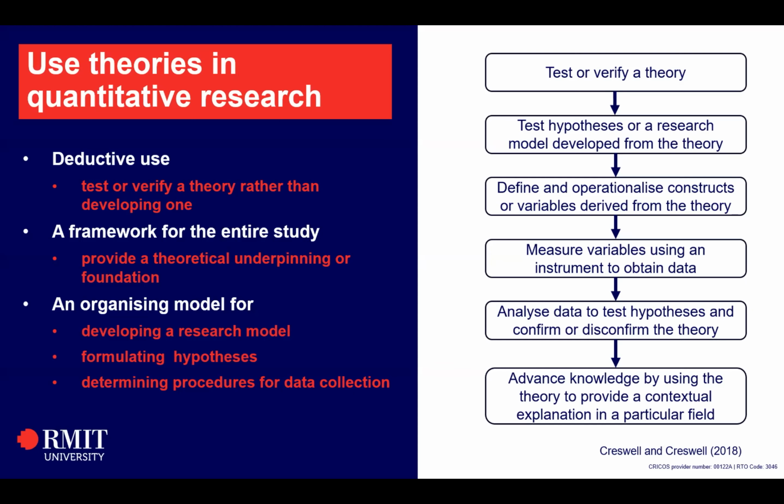So the diagram on the right side basically illustrates how theories are used in quantitative research. As we just mentioned, researchers often test or verify a theory in quantitative research. Based on the theory, we then develop a research model and associated hypotheses for testing. We then define and operationalize the constructs or variables derived from the theory. After that, we decide how to measure the variables, often using existing measurement scales, and develop an instrument for data collection. For example, we often use a survey to collect data. We then analyze the quantitative data to test the hypotheses and confirm or disconfirm the theory. The research results will advance knowledge by using the theory to provide a contextual explanation in a particular field.